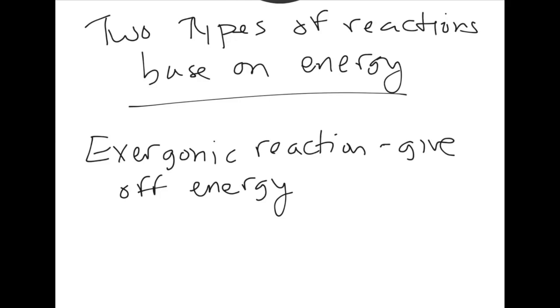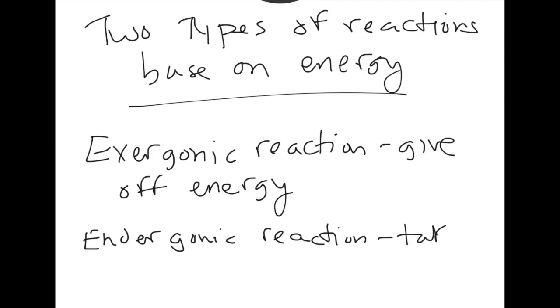And then there are endergonic reactions. And these are reactions that require energy to go into them to make them work. So you've got to put some energy in to make the reaction work. So endergonic. So how can we determine exergonic and endergonic from a reaction coordinate diagram?